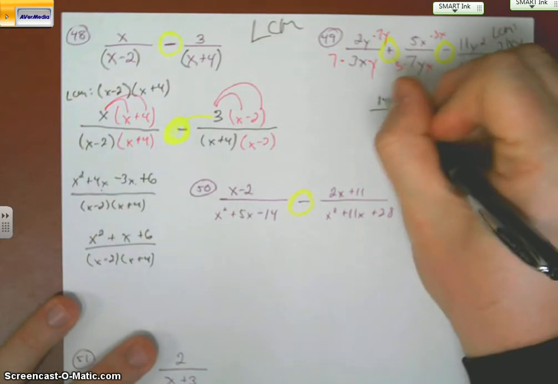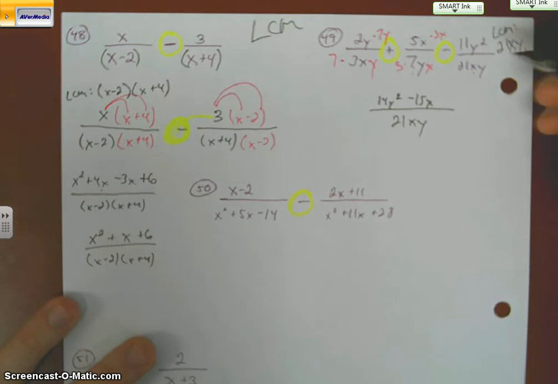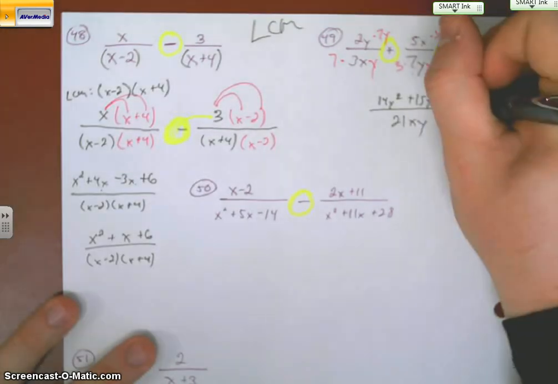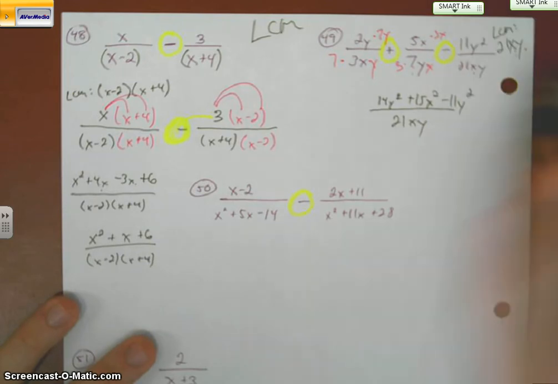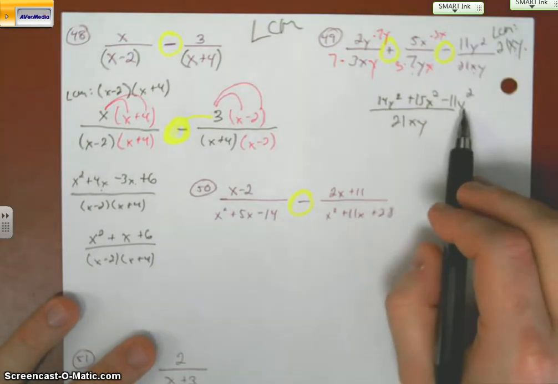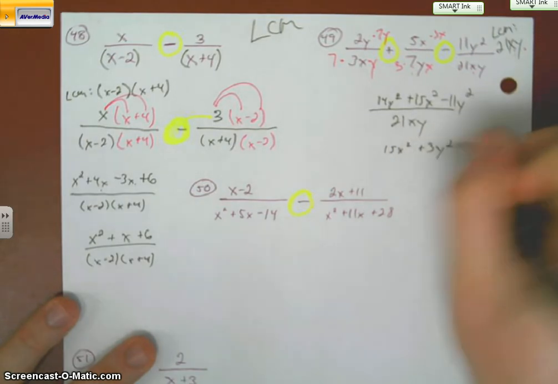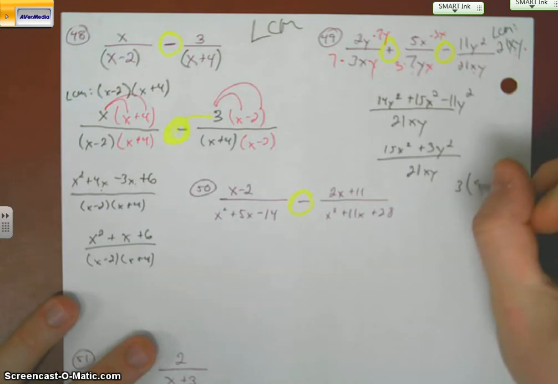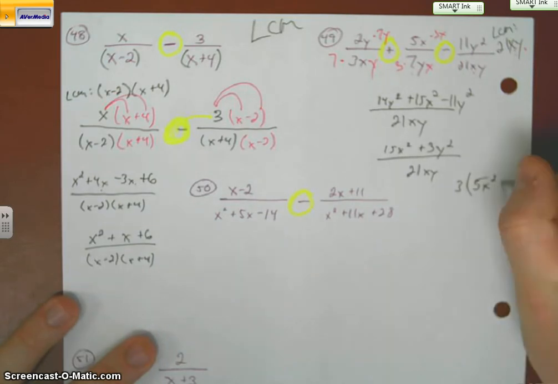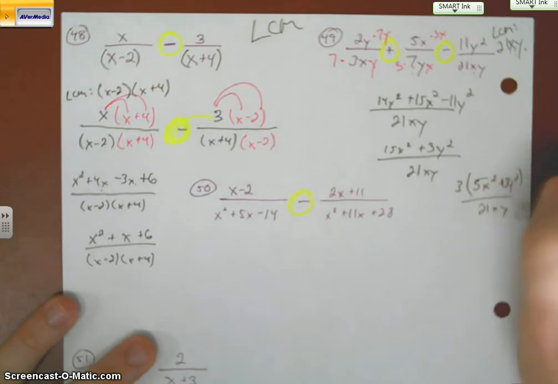So we end up with 14y squared minus 15, plus 15x squared minus 11 squared. Let's collect these y squares and get a positive 3y squared. And then finally factor out a 3, which a lot of us forgot to do on the test, because then that 3 and that 21 make 7.